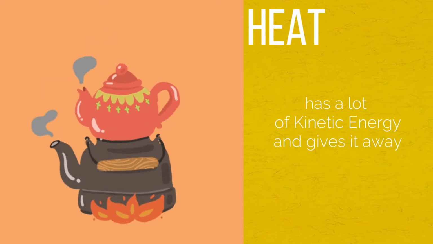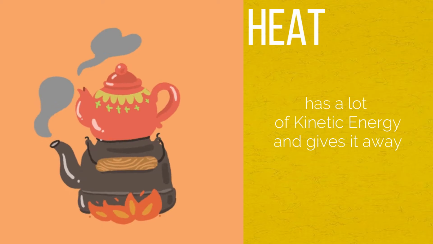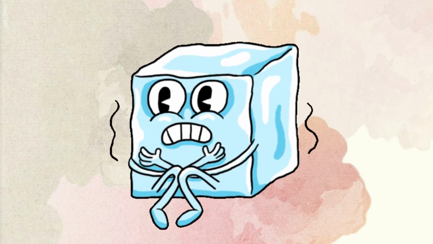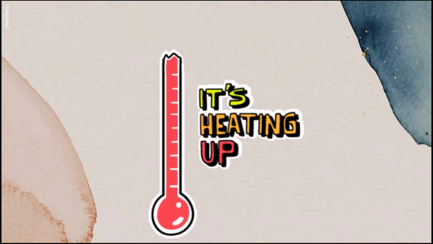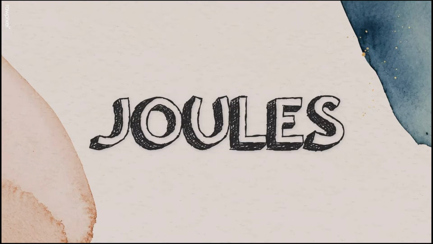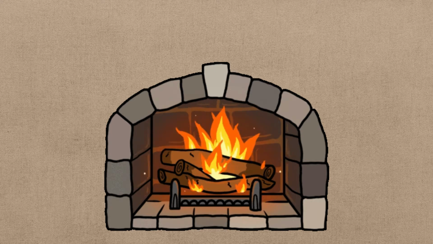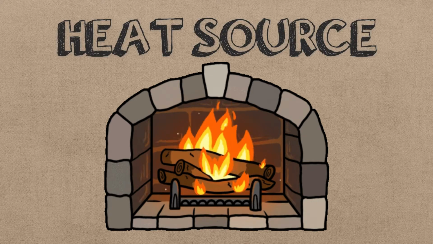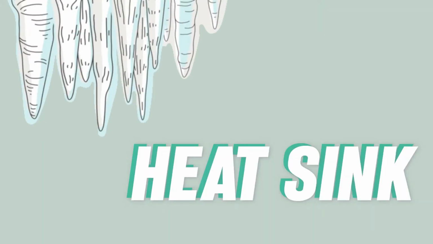Heat has a lot of kinetic energy and gives it away. The cold doesn't have much energy and absorbs it from the surrounding area. Chemists measure heat in units called joules. If the temperature of an object is higher than the surrounding area, it is considered a heat source. If the temperature of an object is lower than the surrounding area, it is considered a heat sink.